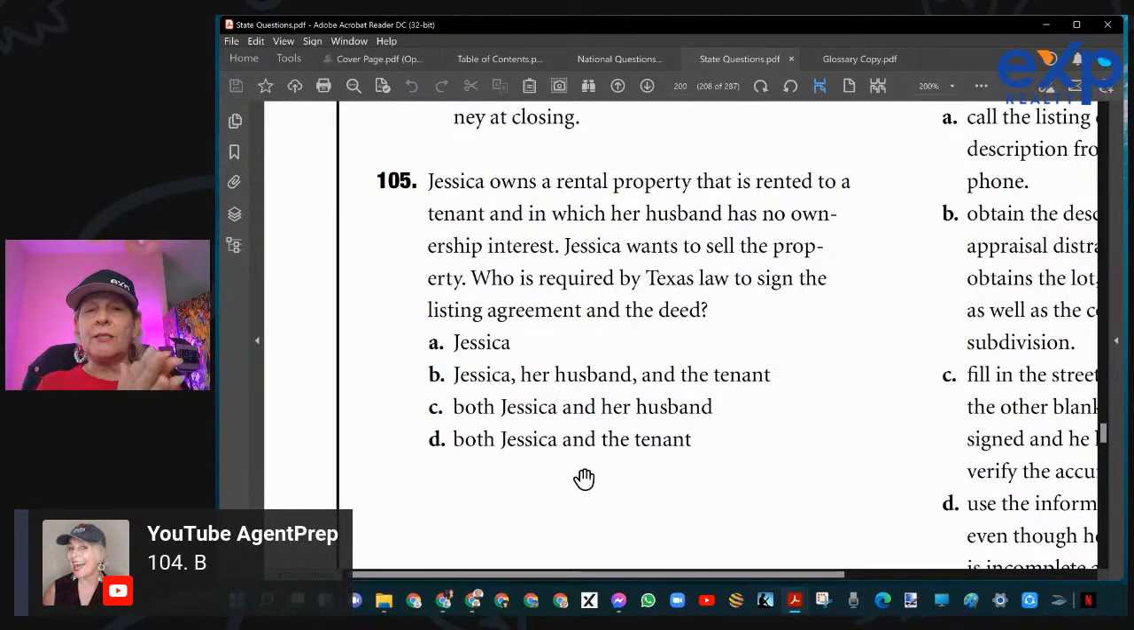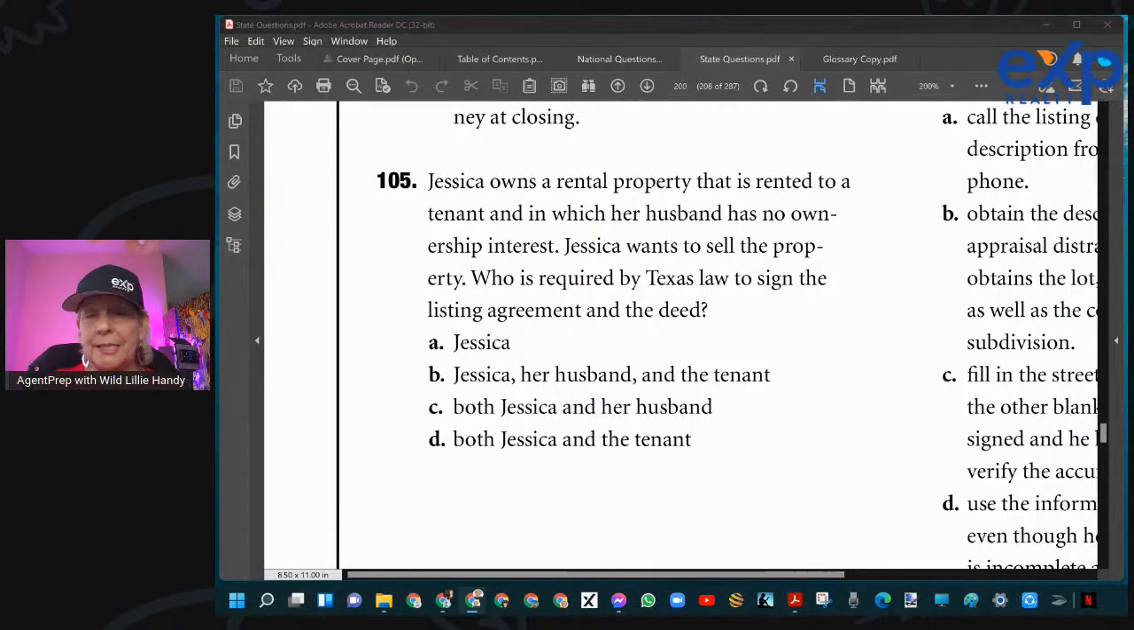So here is Jessica. She owns a rental property and it's rented. And her husband has no ownership. So when they got married, she owned the property, or she bought it under an LLC, right? And it's paid by separate money. Jessica wants to sell the property, okay, like she's married. So who is required to sign the listing agreement and the deed?